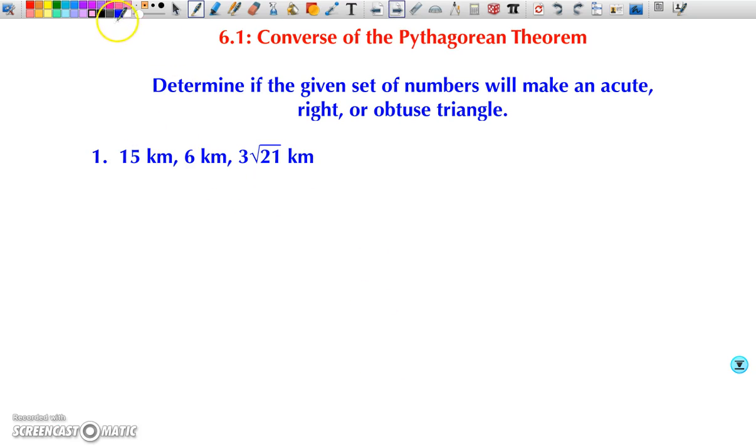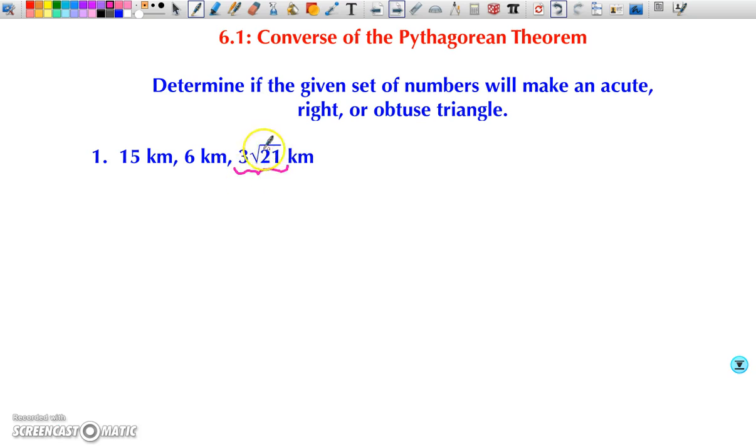All right, second type of example is just doing your converse of the Pythagorean theorem. So given these numbers, determine if they'll make an acute, right, or obtuse triangle. So here are your three numbers. Now you have to know which one of these is your hypotenuse. So first thing you want to do is get the decimal form of this number right here.